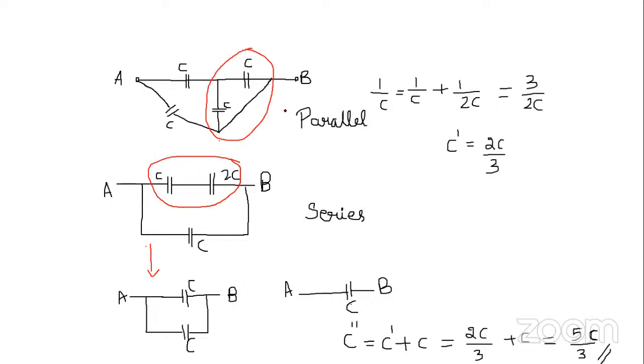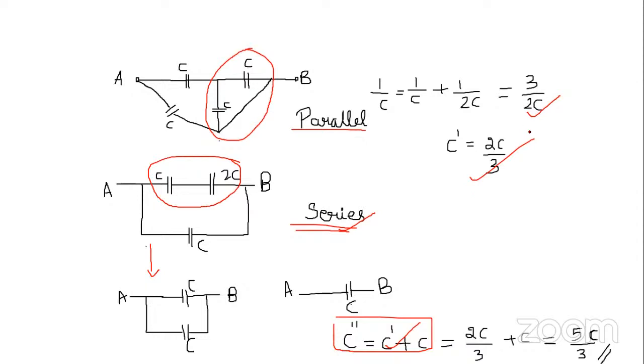First we will consider this part, you can see here. So what is that? 1 by C plus 1 by 2C, so we are getting the answer 3 by 2C. Now suppose 1 by C', which is nothing but C dash, is 2C by 3. That was in parallel. Now when we consider the same in series, then we would get C double dash is equal to C dash plus C. This is the formula. It is a very important formula we need to remember.